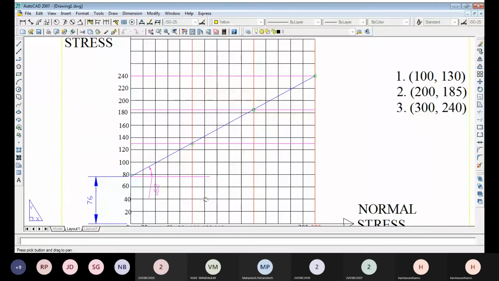We'll go to the next problem. Similar problem, only the values are changed. Anyone getting any other answers? All of you are getting the same answers, right?